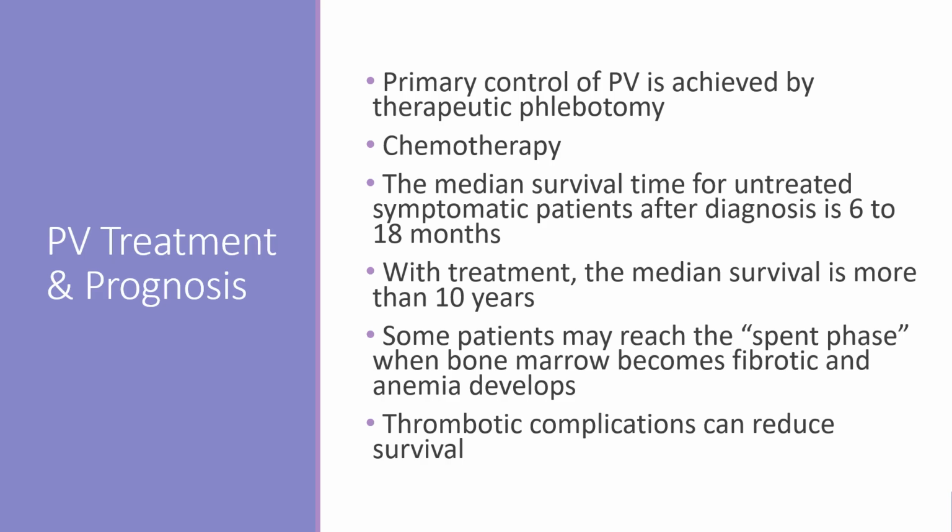Some patients may reach that spent phase where the bone marrow becomes fibrotic and anemia develops. So again, another case of fibrosis in the bone marrow. We can also have thrombotic complications, which can lead to stroke, deep vein thrombosis, pulmonary embolism. It can cause a lot of problems. So in addition to treatment, a lot of times these patients will have to be monitored for their coagulation state.